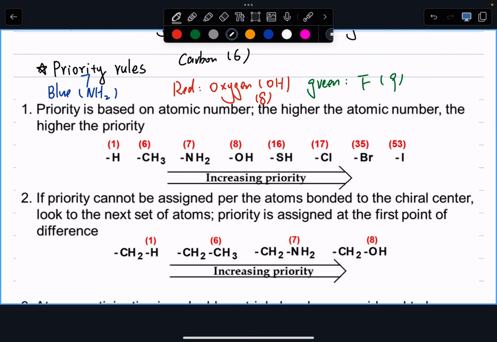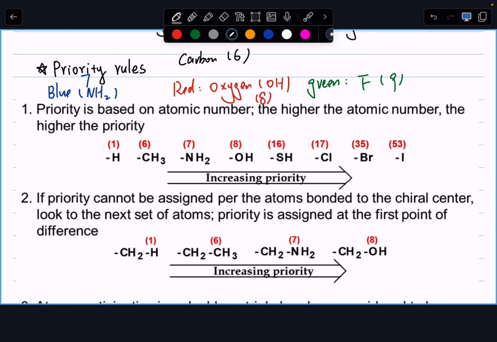So, looking at my molecule here, what do we have? If we're looking at this specific chiral center and assigning the priority, the red one is my oxygen, being 8. The blue one is my nitrogen, being 7. The black one is my carbon, being 6. The white one is my hydrogen, being 1.